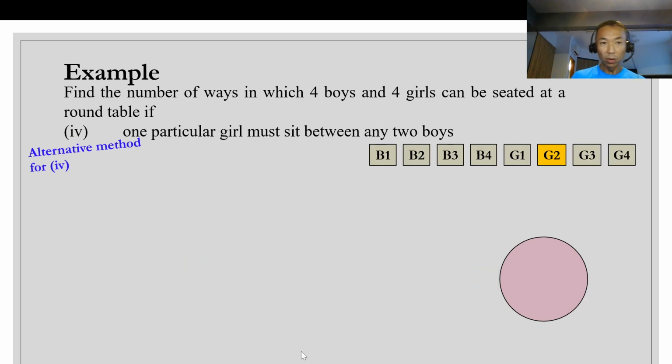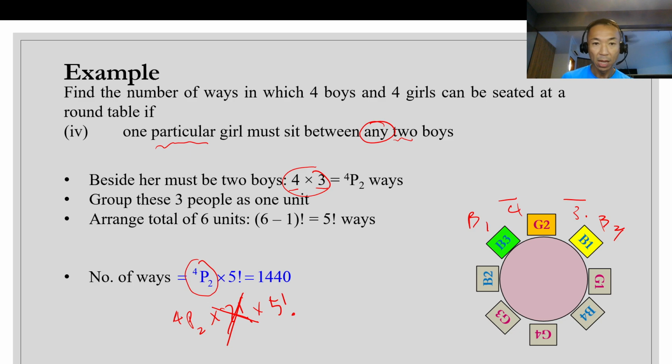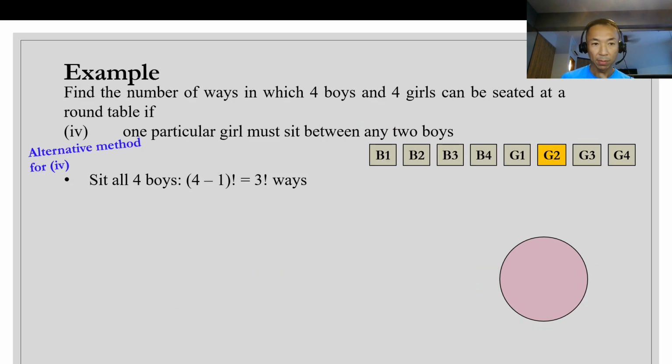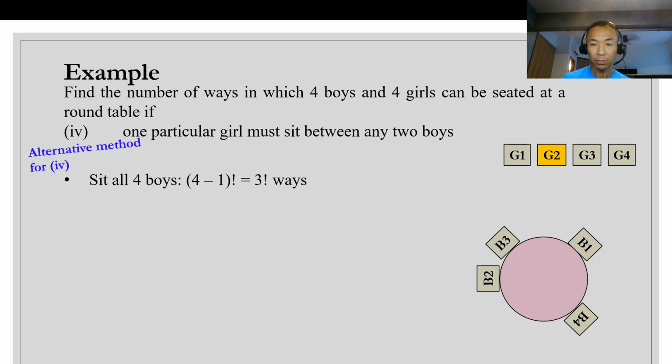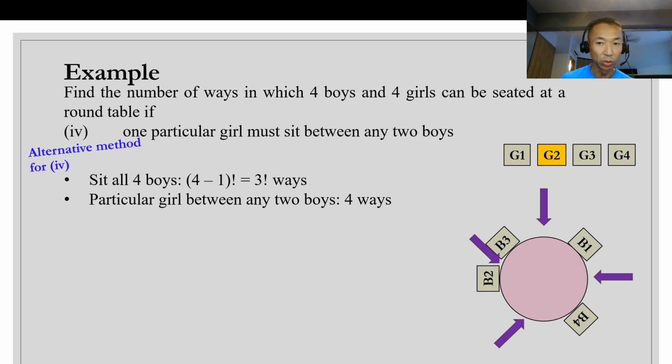An alternative way of looking at this is a bit unorthodox. Personally, I don't recommend this method, but some of us may think of it like that. I can't stop you, but I honestly prefer the earlier method. So an alternative way I'll go through very quickly is, let's say I sit the 4 boys first. If you don't understand this method, please skip this totally. I sit the 4 boys at a round table first, so you get 3 factorial ways. But since the one particular girl must sit in between 2 boys, there are actually 4 slots that you can slot G2 in. I slot G2 in.